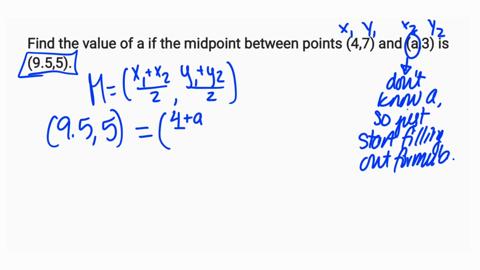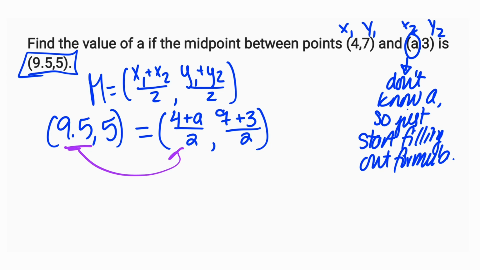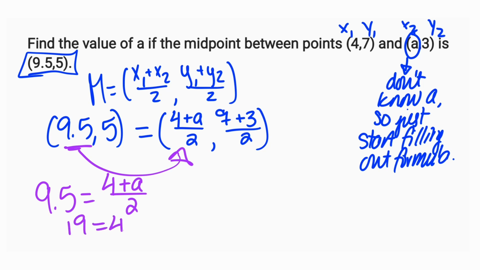So we have 4 plus A over 2 as our x coordinate, and 7 plus 3 over 2 as our y coordinate. Now the y coordinate we know. We don't really need to worry about that. So we're just focusing on that 9.5, which is the x coordinate, which corresponds to 4 plus A over 2. So we're going to say 9.5 equals 4 plus A over 2, and at this point we're just going to do basic algebra to find out what A is. So 9.5 times 2 is 19, equals 4 plus A. A is going to equal 15, so the point is going to be 15, 3.